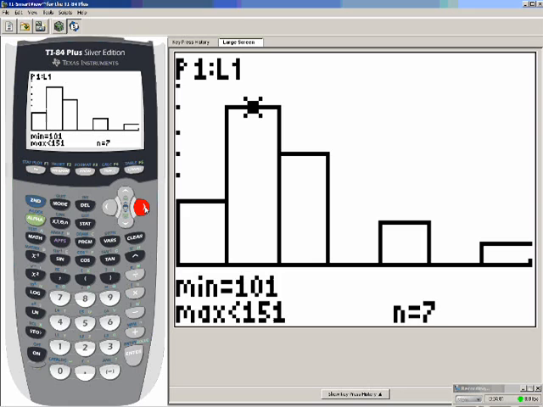3 in that class width. In the next category, 101 up to and including 150 or less than 151, n equals 7. 5 in that class width, none in this one, 2 in that one, none in that one, and one in that one. So you can use your calculator to better organize the data so you don't have to necessarily go through and make tally charts.